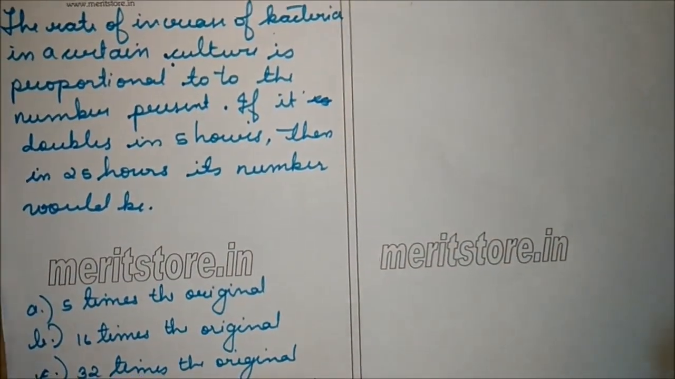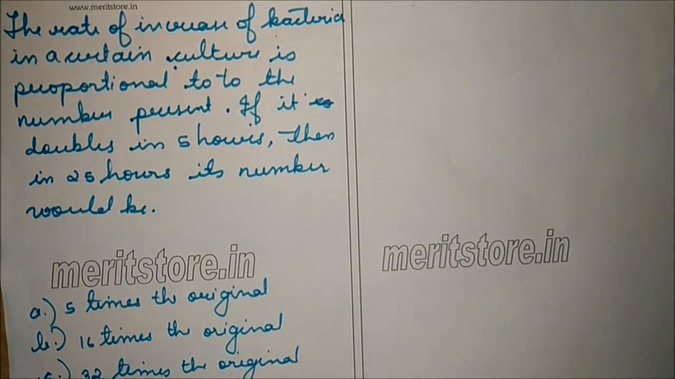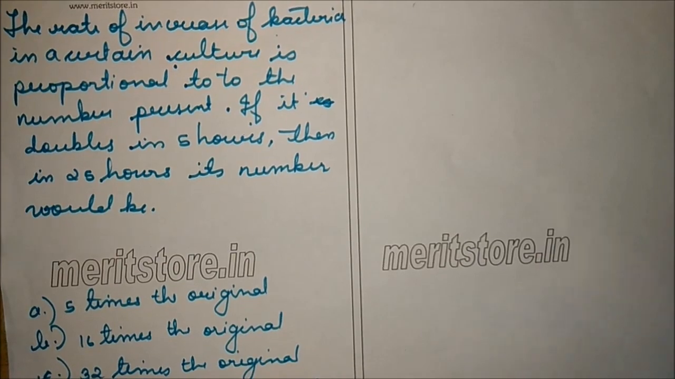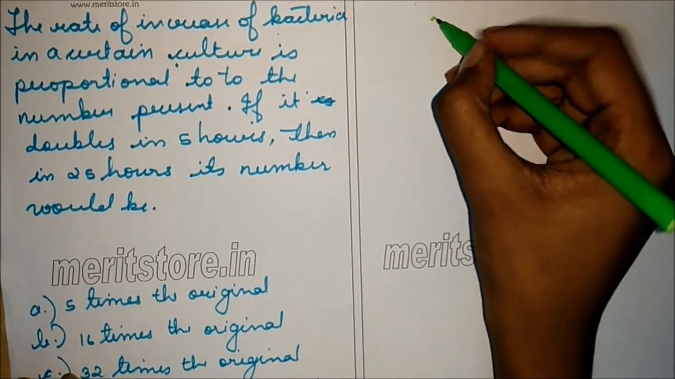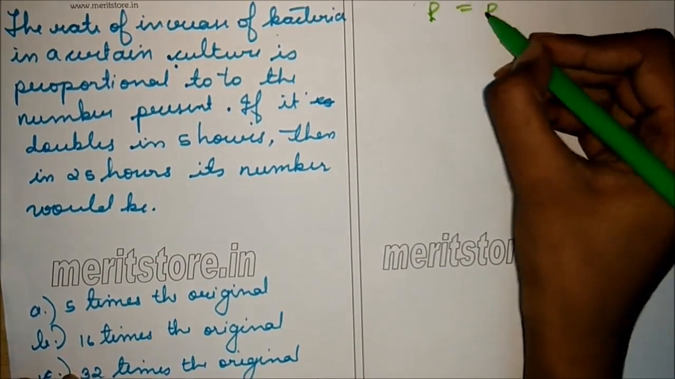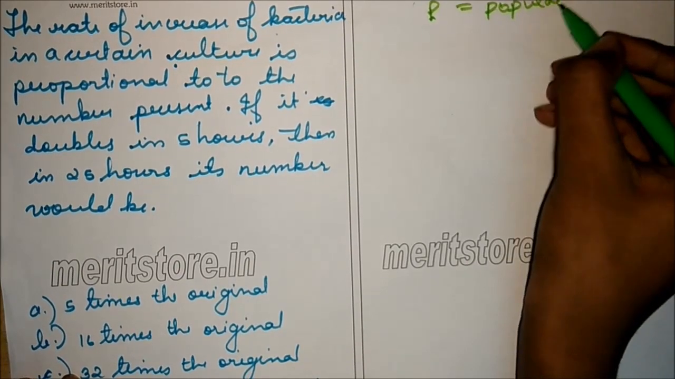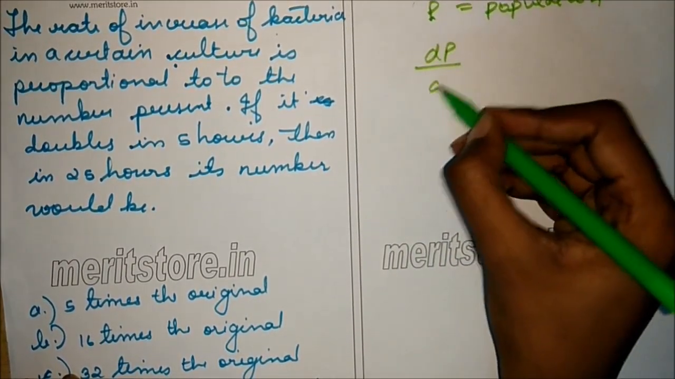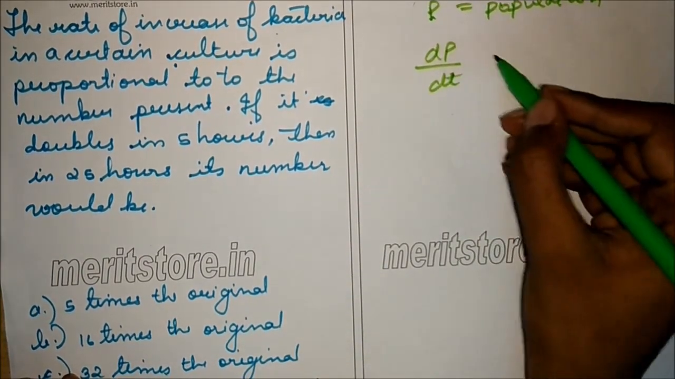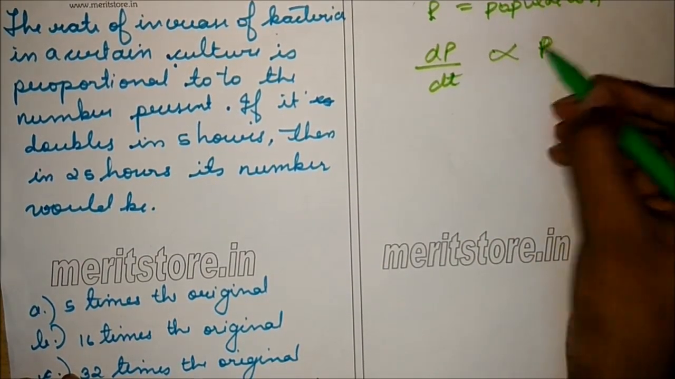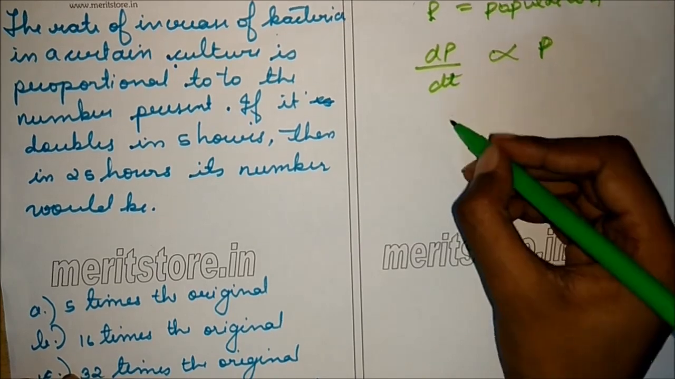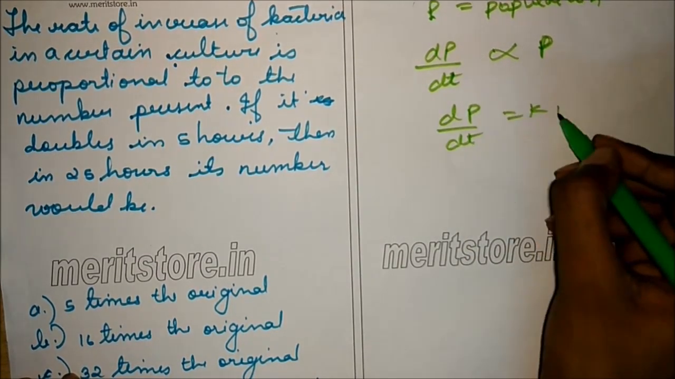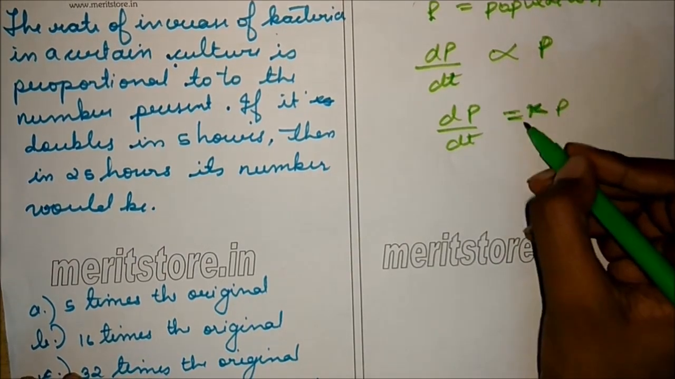Now this is a word problem which states the rate of increase of bacteria in a certain culture is proportional to the number present. So rate of increase, let the population be P. Then it is given that rate of increase of population, that is dP by dt with respect to time, is proportional to P. So removing the proportionality, we get dP by dt equals k into P, where k is the constant of proportionality.